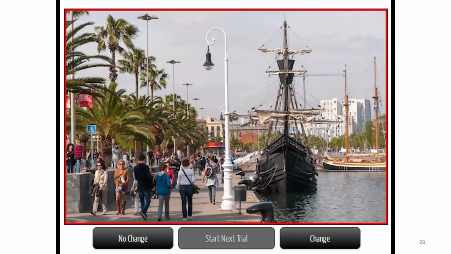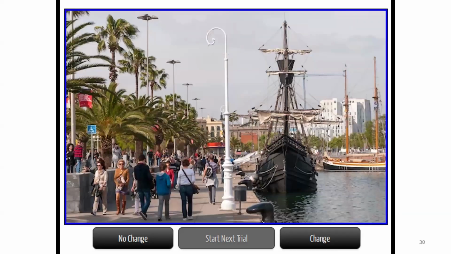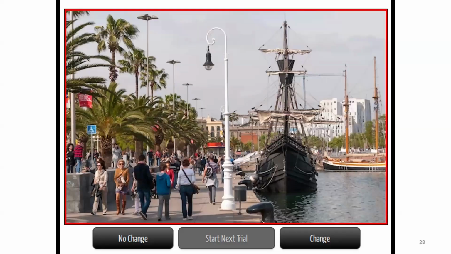So spoiler alert, this one has a change. So hands up when you see it. But again, in the flicker condition, you have that gray box in between the two pictures, and then you have the new picture. So hands up once you see. I think we got most of them.